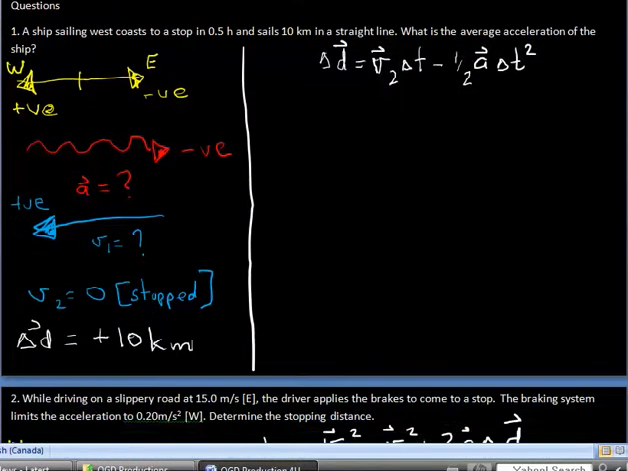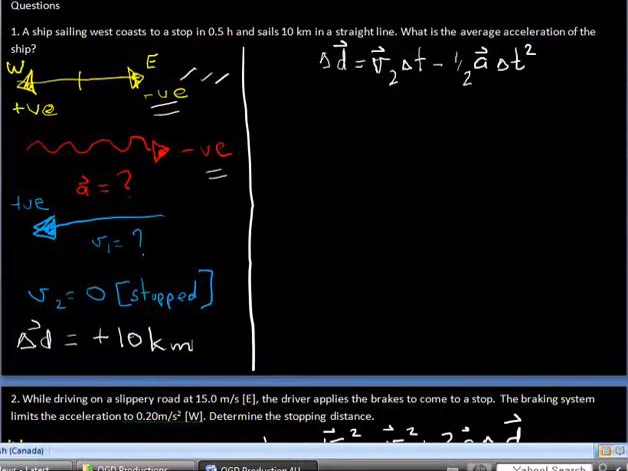The first one being, a ship sailing west coasts to a stop in 0.5 hours and sails 10 kilometers in a straight line. What is the average acceleration of the ship? Well, in all problems, you should always write some sort of axis. One way is positive, one way is negative. When you're dealing with just linear vectors, this is the thing to do. Here, we don't know the acceleration, that's what we're solving for, but we do know it's this way, and by our way of measuring, it's negative.